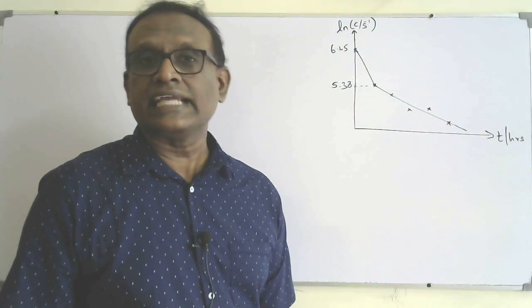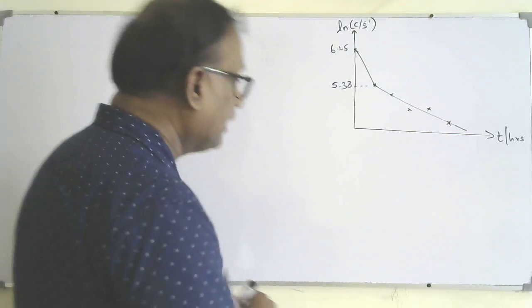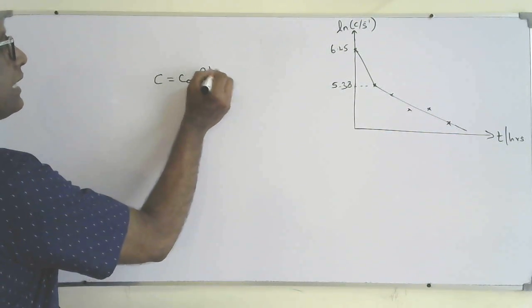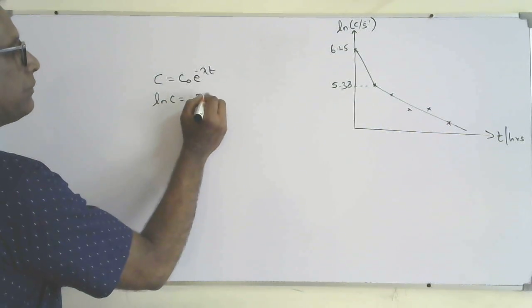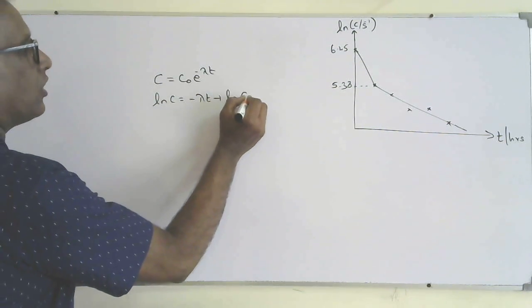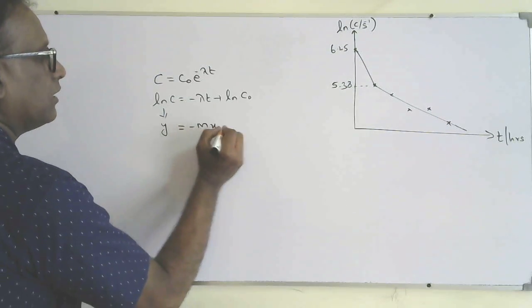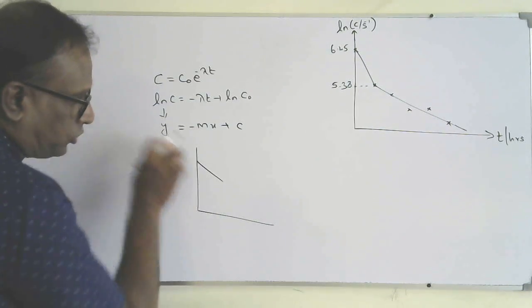You know, ln C against time graph, I already derived it earlier. It could be a straight line. Say C equals C naught e to the power minus lambda t. That is ln C equals minus lambda t plus ln C naught. You know, this is in the form of y equals minus mx plus c. The graph is like this shape, which is going down.